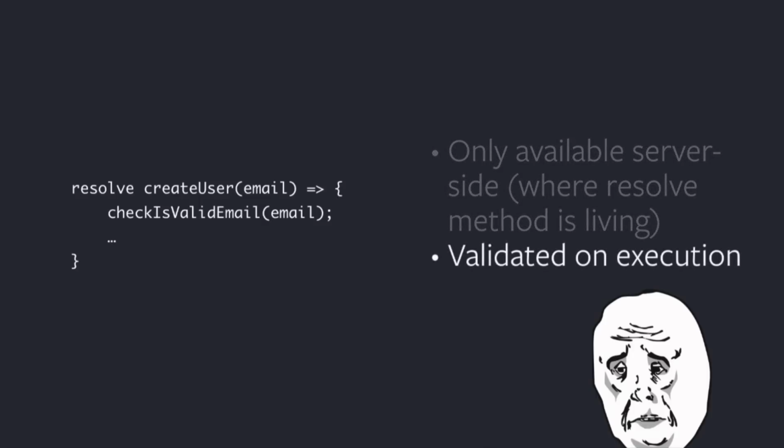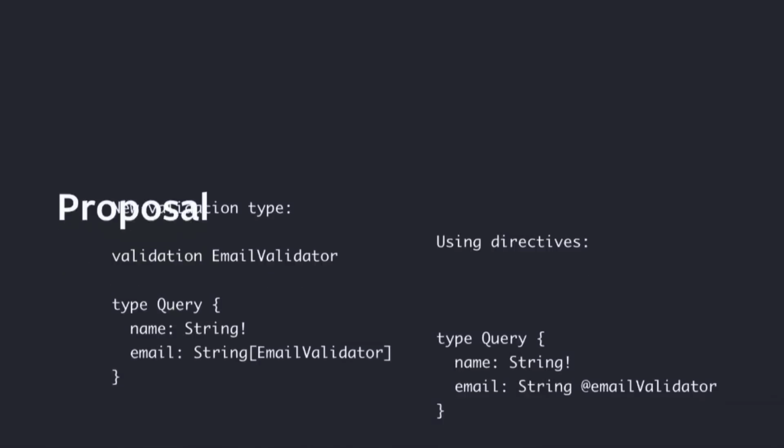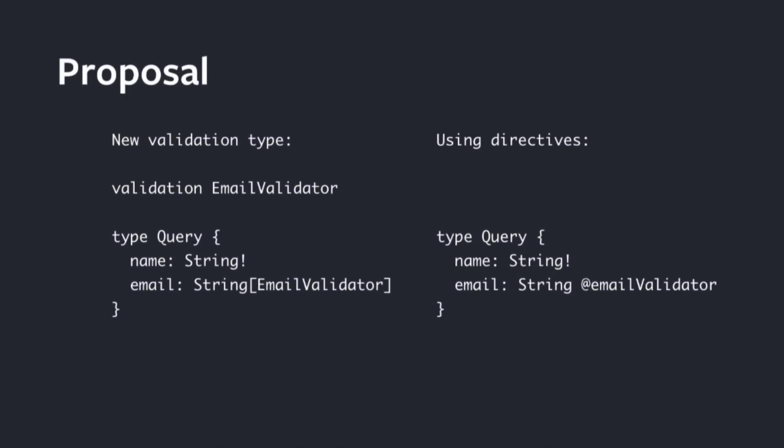It's not good, sorry, because we cannot replicate it easily in our client. And also, it will be validated, but not stopping the execution of the GraphQL query, which is bad. Actually, if we are running mutations, we want to stop if we are not doing a valid query, right? So what's the proposal here? One thing that we can do in GraphQL is add a new type into the schema, which is a validation type. Or we can also use directives.